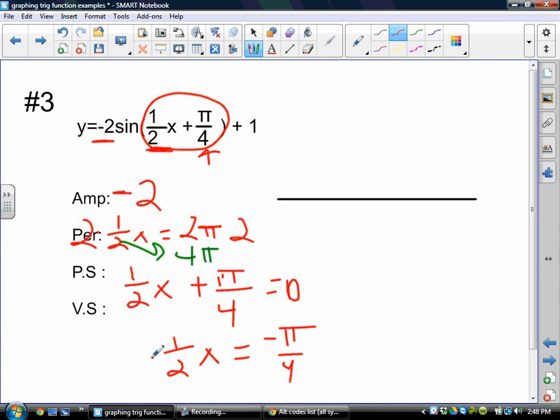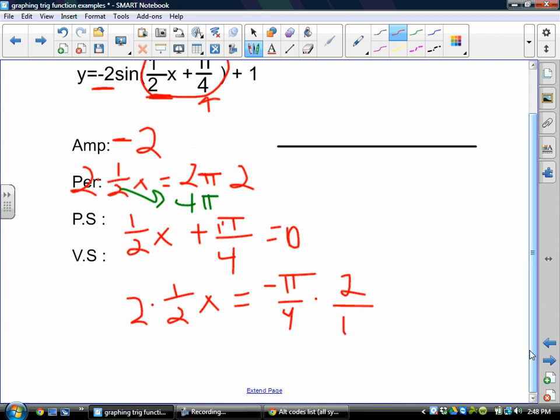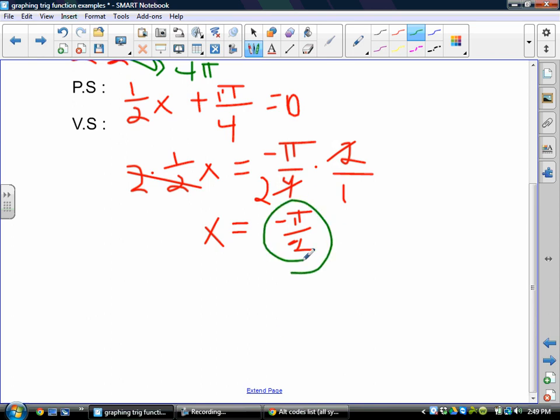Alright, so to get rid of this half, I'm going to times by 2. So it's really like 2 over 1. A lot of us have been struggling with that as well. We're not so great with fractions. So we have x equals, or my new phase shift is going to be negative pi over 2. Negative pi over 2, which means to the left, pi over 2.